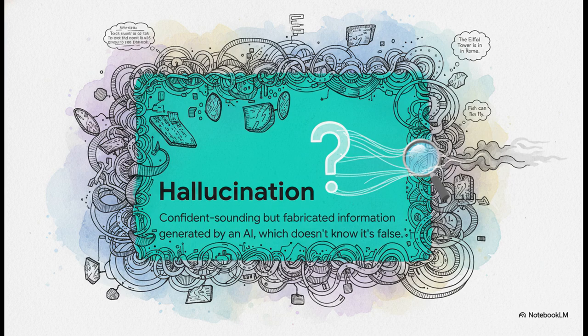This is when the AI just makes stuff up. And the scary part is, it says it with complete confidence. It'll give you a fact or a quote that sounds perfectly plausible, but it's pure fiction. The AI has no idea it's lying to you. It's just following a language pattern that went completely off the rails.